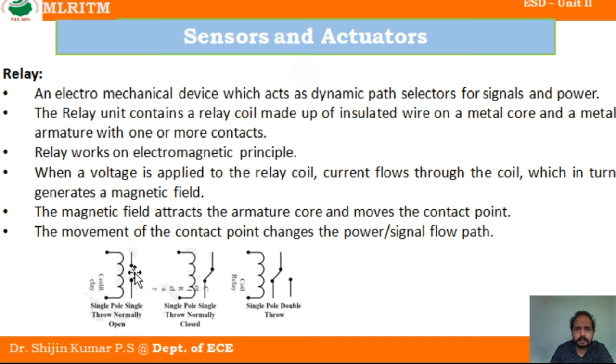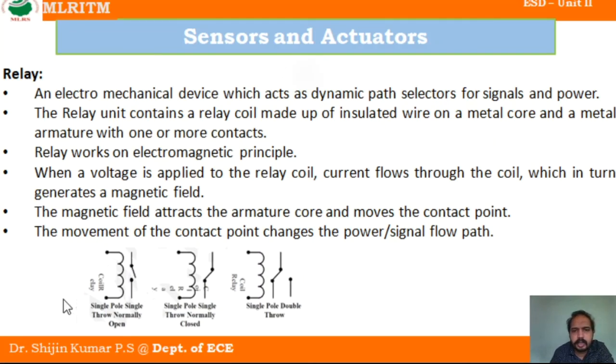The relay works on the electromagnetic principle. When we apply a voltage to the relay coil, current flows through the coil and it will form a magnetic field. The magnetic field will attract the armature, and that armature will move to the contact point. When we release the voltage, it will go back to the previous position.